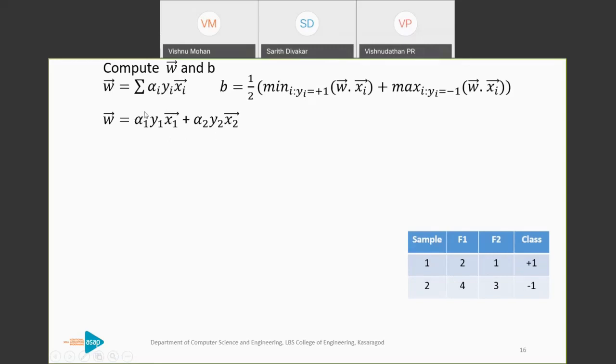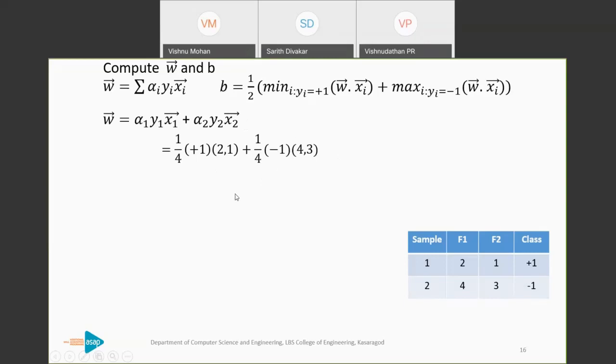We are going to substitute the feature vector values to compute your W. We already have alpha 1 and alpha 2, and we also have all the other values, so it's a direct substitution only. We substitute 1 by 4, y1 is plus 1 and y2 is minus 1. And x1 is a vector, x2 is a vector, so it will be a simple vector addition.